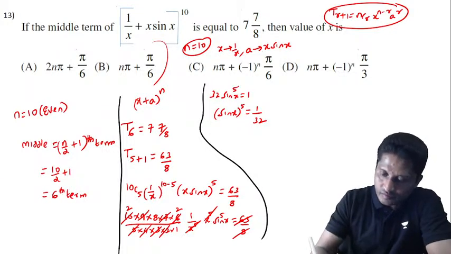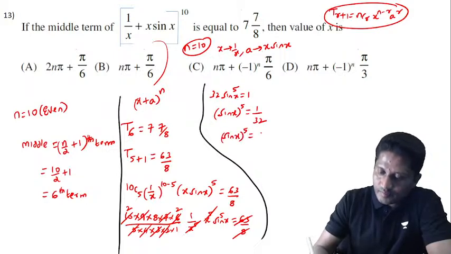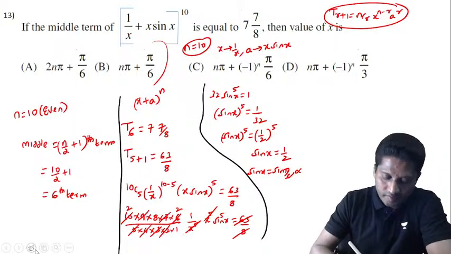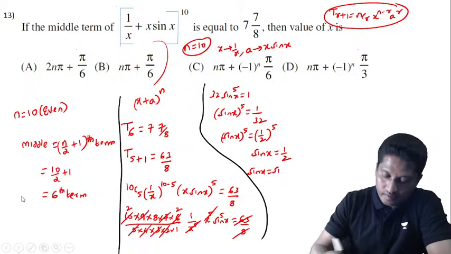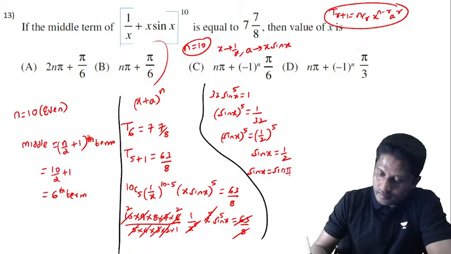This is 1 by 32, and then (sin x) whole power 5 is (1 by 2) power 5. Now if I equate, you get sin x is equal to half. Sin x is equal to sin pi by 6, so alpha is equal to pi by 6.